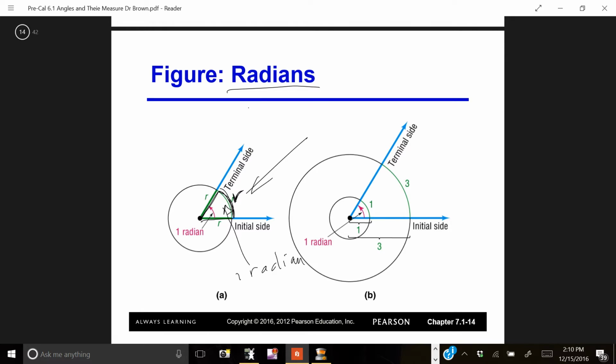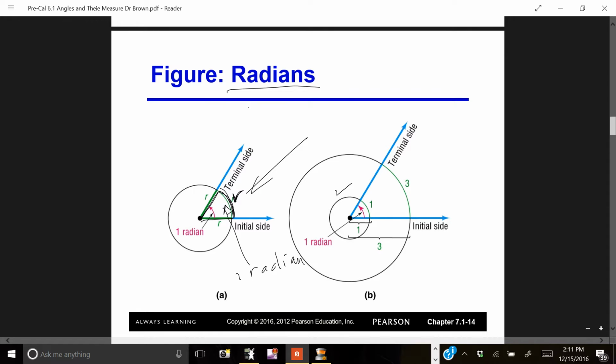Now, by the same token, you could have, say, a circle of radius 1, and you have an arc here of 1. You then could extend the circle to have a radius of 3, and that same angle would have an arc length of 3. So either way you look at it, this angle is 1 radian.